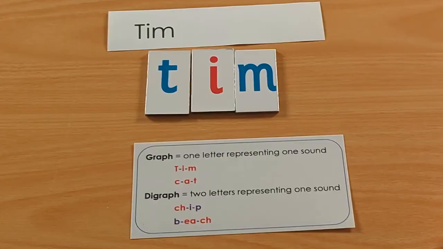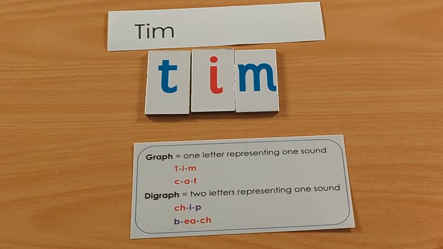Hi Tim. Hi. We're going to use your name for this exercise. So what's the first letter in your name? T. Letter name. Oh, T. Okay, so to help us do this, we're going to learn a few terms. And we're going to focus today on the terms graph and digraph. So in reading and spelling, graph means one letter representing one sound, just like in your name, Tim.